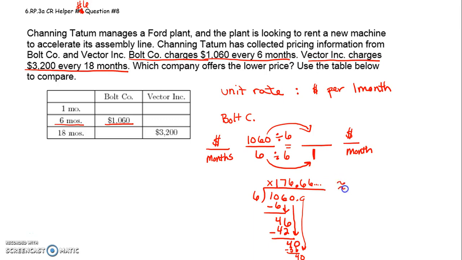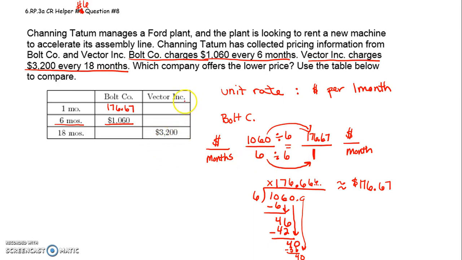If I was going to round this, there'd be another 6 here and so on. Because we're talking about money, I round to the nearest penny. So is this $176.66 or 67 cents? I look here and I'm closer to 67 cents. So I'd say approximately $176.67 for Bolt Company, as long as I did my division correctly. But that's how you'd figure out for 1 month. You just divide numerator and denominator by 6.